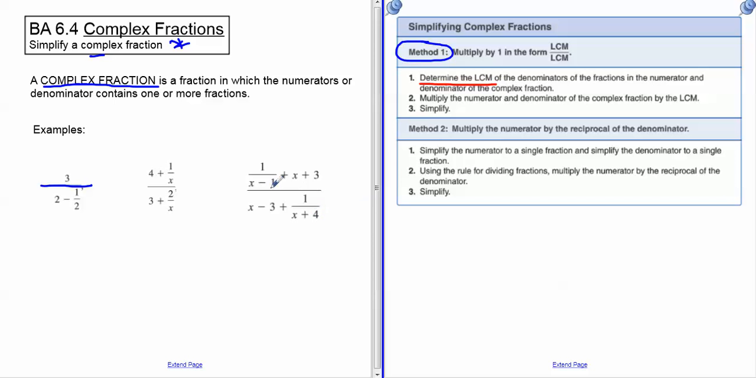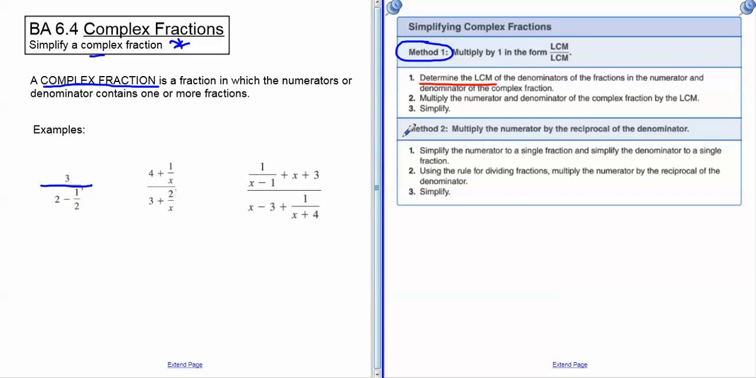The lowest common multiple is every single factor from every single denominator raised to the highest power that you see it. So it's that one times that one. What we would do is multiply this entire fraction by x minus 1 times x plus 4. And there's just an example. So that would be step number 2: multiply the numerator and denominator of that complex fraction by the lowest common multiple, and then simplify.